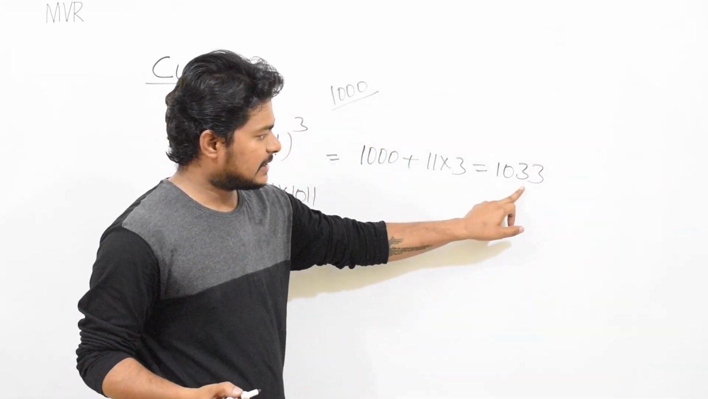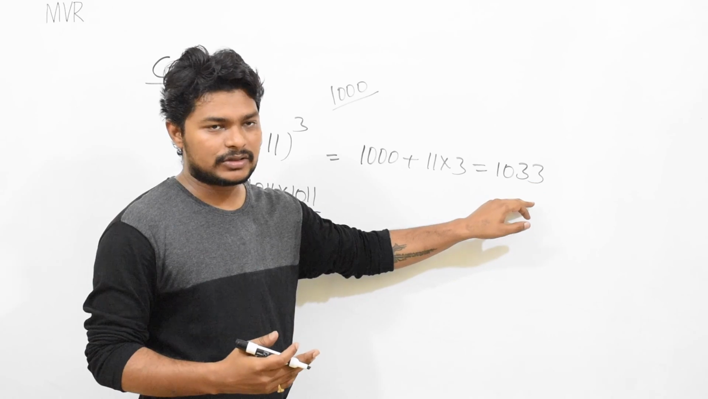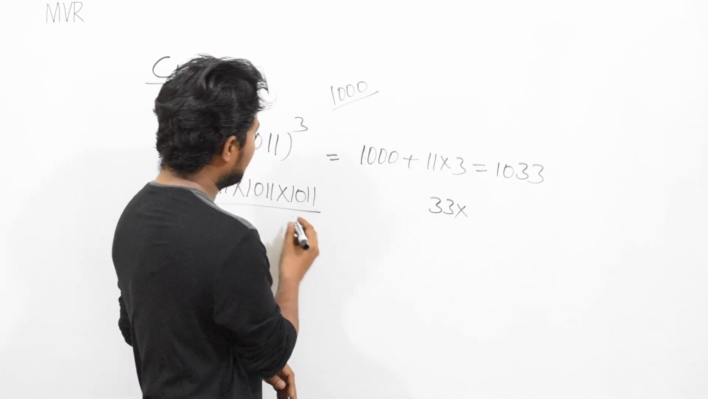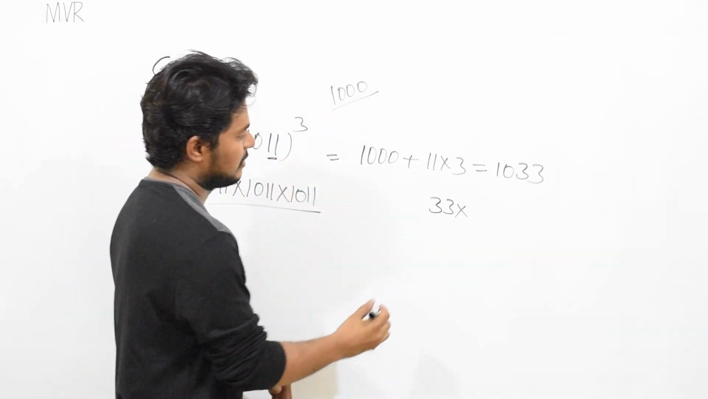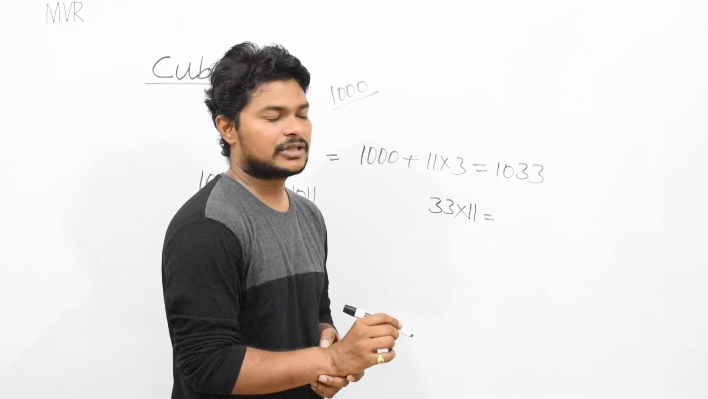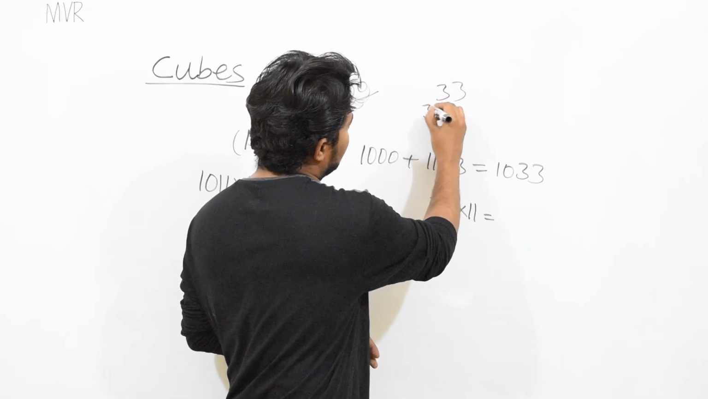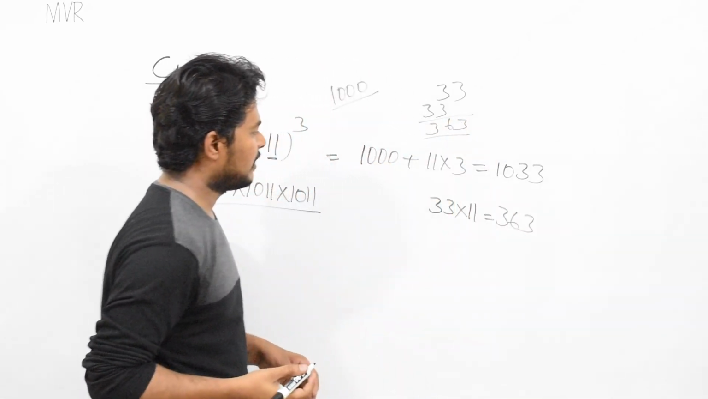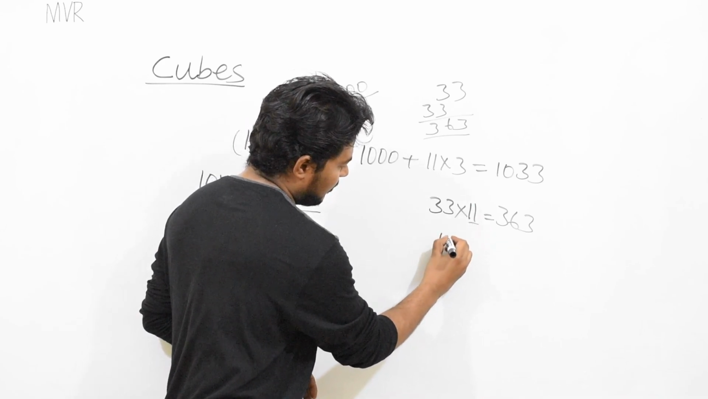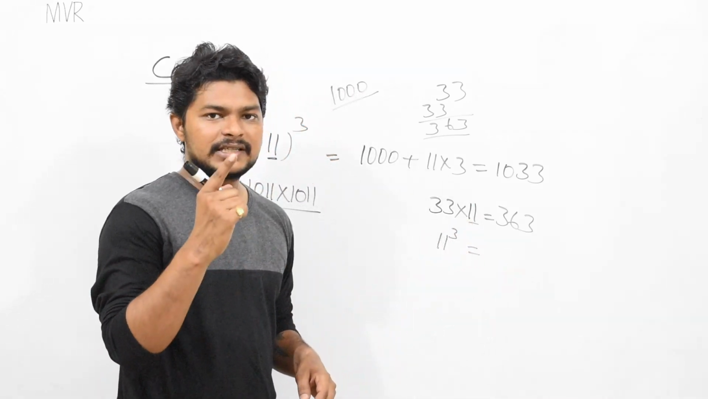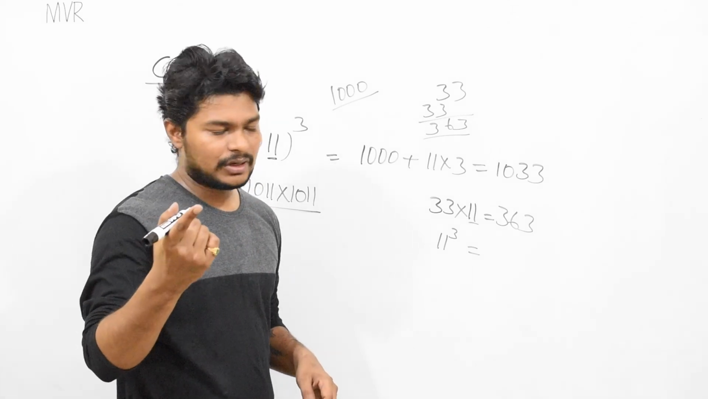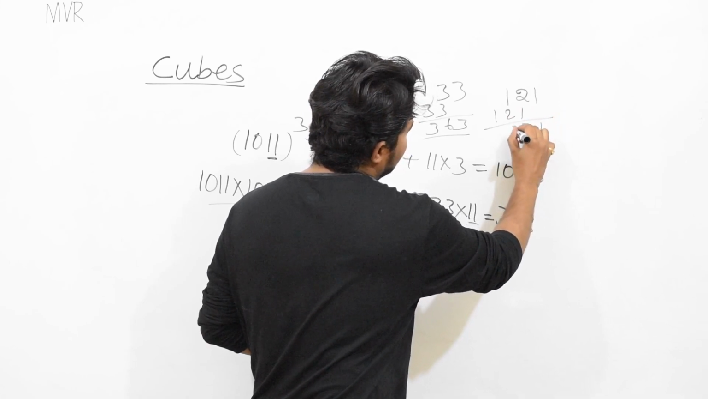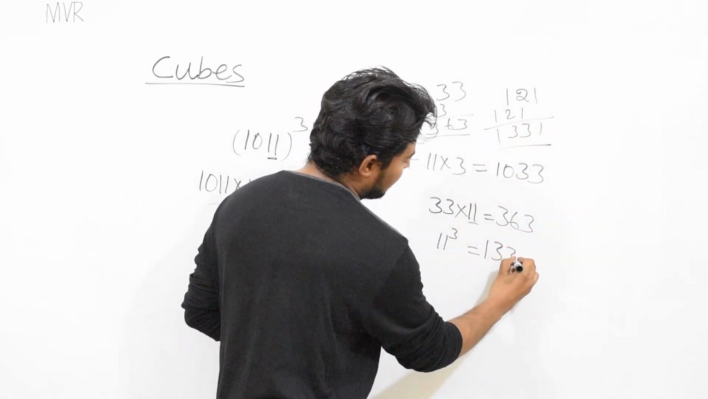Now here it is 33 greater than 1000. It is 33 excess to 1000. So take that 33 and multiply with this excess. How much? This excess is 11. So 33 into 11. How much? 363. So this will be 363. Okay. Now take this 11 and perform cube. 11 cube is 11 into 11, 121. 121 into 11 we require. So 1331. So this will be 1331.